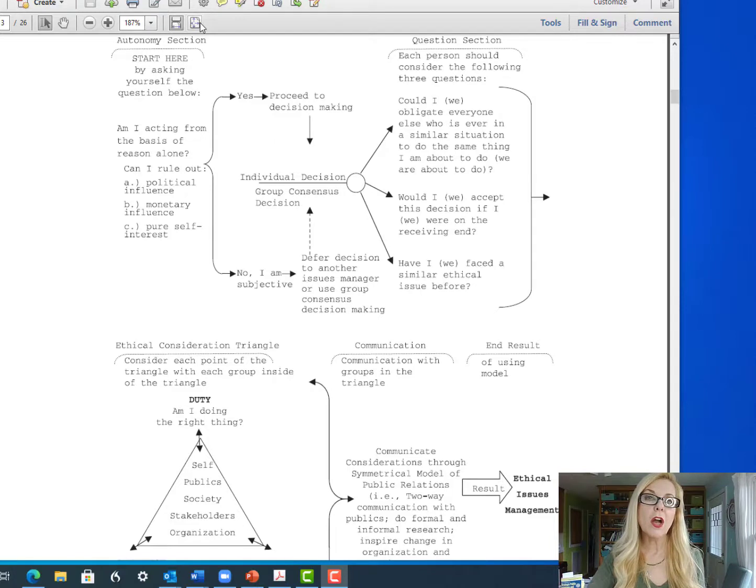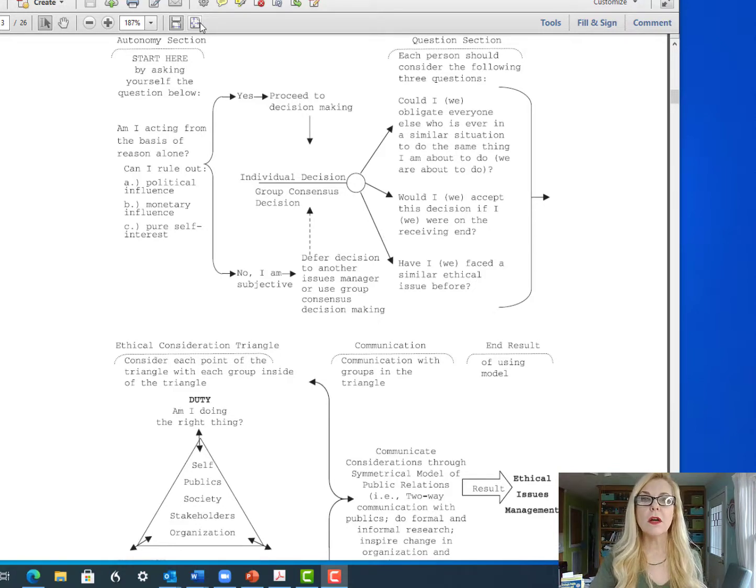If you cannot rule out those influences, you have to defer the decision to another issues manager, or you have to use a group consensus decision-making process so that you can discuss that subjectivity and have others gauge with you what the actual moral autonomous thing is to do that's completely based on rational objectivity. In either form of that decision-making, then you move forward to the question section.